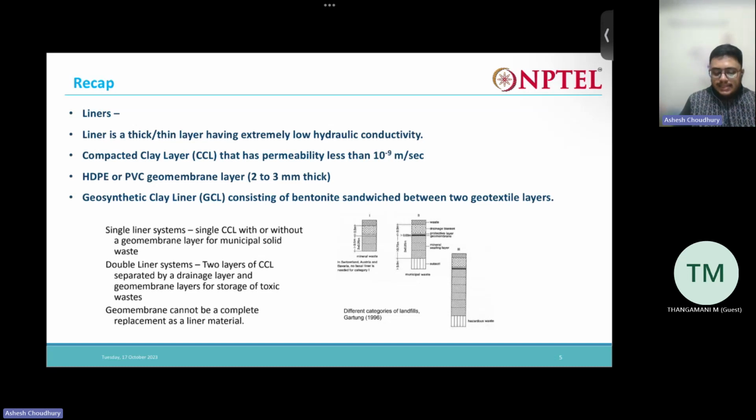So there are single liner systems. These are generally used for municipal solid waste. Then there are double liner systems. These are mainly used for toxic waste, hazardous waste, industrial waste. So in a single liner system, there is a single compacted clay layer with or without a geomembrane layer. And in a double liner system, we have two layers of compacted clay separated by a drainage layer and also a geomembrane layer for storage of toxic waste.